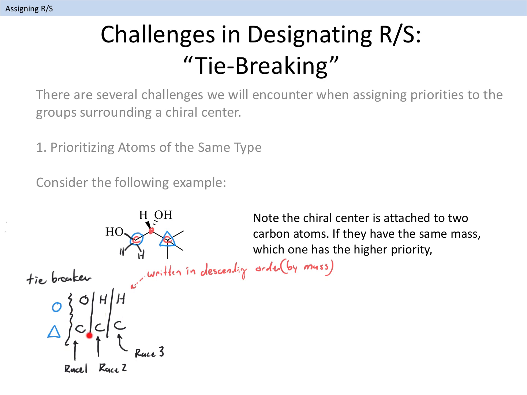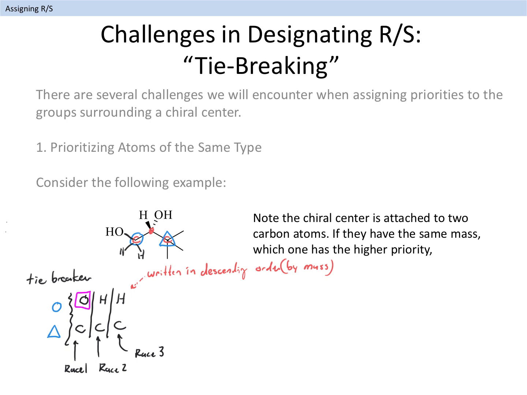In race 1, we compare an oxygen atom to a carbon atom. The winner is the atom with the higher atomic mass. If the two atoms have the same atomic mass, you move to the next race. In this case, oxygen has a higher atomic mass than carbon, so the tie is decided in the first race. As a result, the carbon with the circle is a higher priority than the carbon with the triangle.